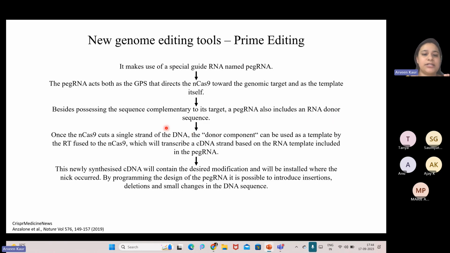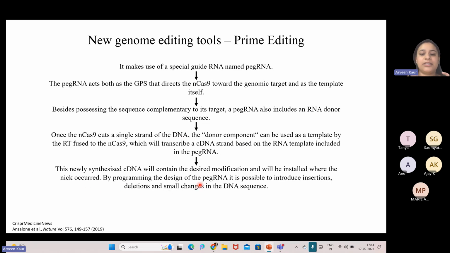So what this donor sequence did was that once the Cas9 nickase cut the single strand of DNA, the donor component can be used as a template by the reverse transcriptase fused to Cas9 nickase, which will transcribe a complementary DNA strand based on the RNA template included in the PEG RNA. This newly synthesized cDNA will contain the desired modification and will be installed where the nick occurred.